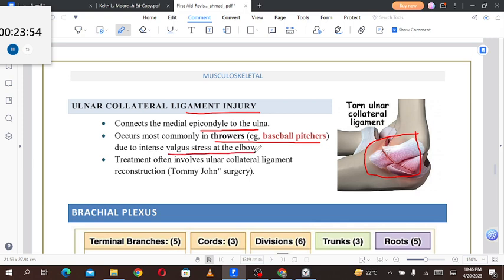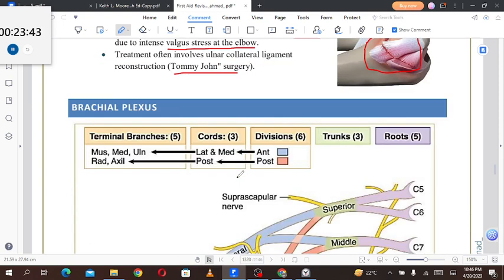Valgus means, I guess, outward motion of the arm. That is called valgus stress. Okay, so treatment often involves the ulnar collateral ligament reconstruction, that is Tommy John's surgery.